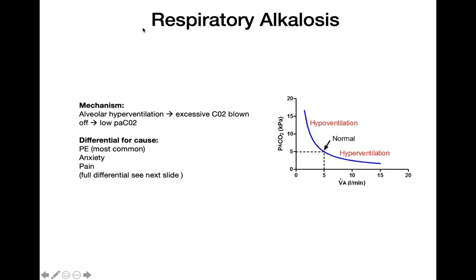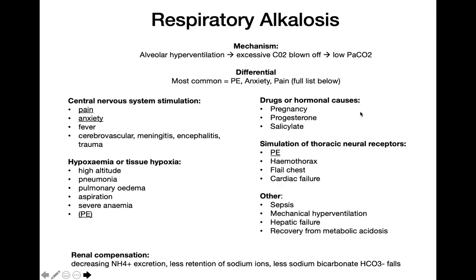So for respiratory alkalosis, we talked about the mechanism: hyperventilation, blowing off your CO2. I've put this graph here, bringing it back to your physiology, which shows you really clearly that if you start hyperventilating, you're bringing down your CO2. Causes are common things like PE, anxiety, and pain, though if you're seeing significant alkalosis with a low PO2, think more that there is something going on like a PE rather than just anxiety and pain. I've put a full differential in case this ever came up in a short answer question, but really the common ones we've underlined.